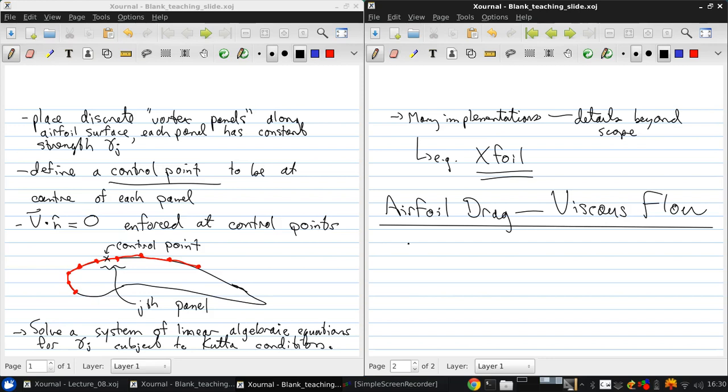So recall we talked about D'Alembert's paradox, which was that an inviscid flow, no drag is predicted, which we all know is contrary to reality. So the solution is to include viscous effects in the flow.